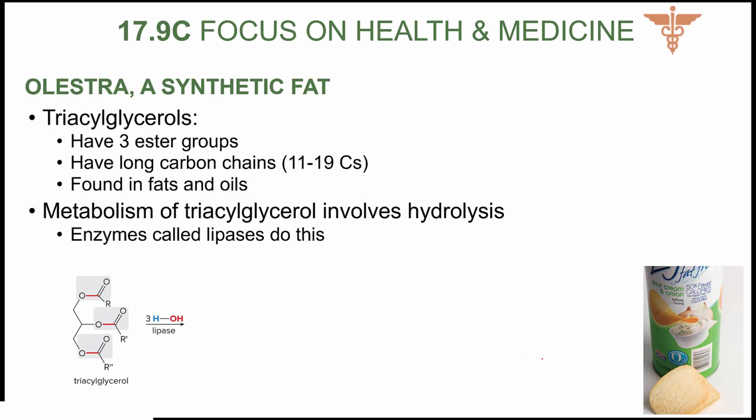Olestra is a synthetic fat. That means that it was made in the lab. It consists of triacylglycerols, which means that it has 3 ester groups. So if you look at the boxes in gray here, that's showing our esters. They have long carbon chains that can vary between 11 to 19 carbons, and these are found in fats and oils. The metabolism of triacylglycerol involves hydrolysis, which uses enzymes called lipases.